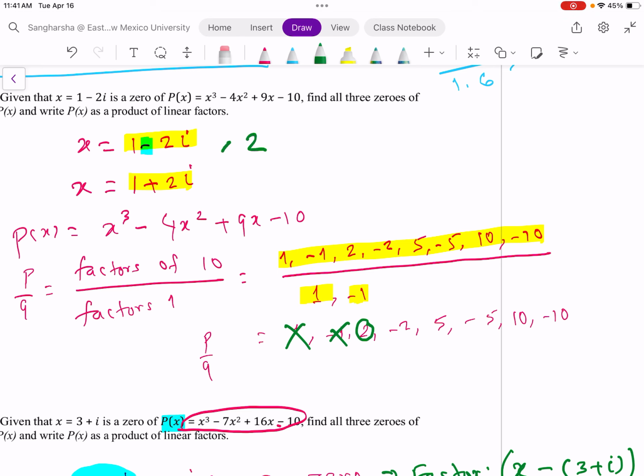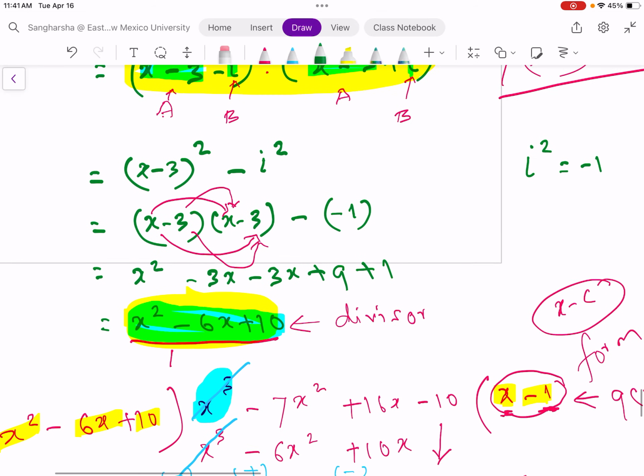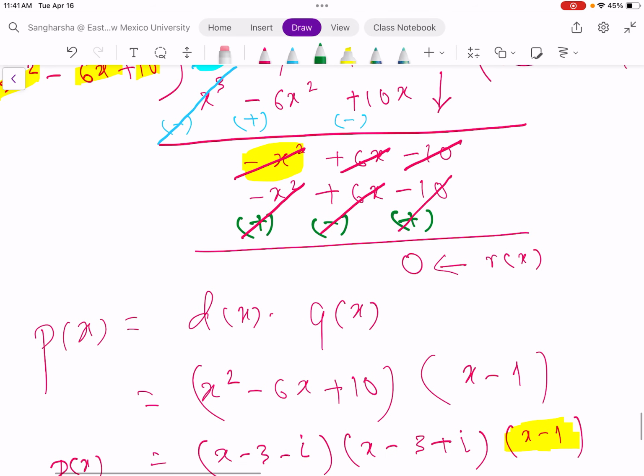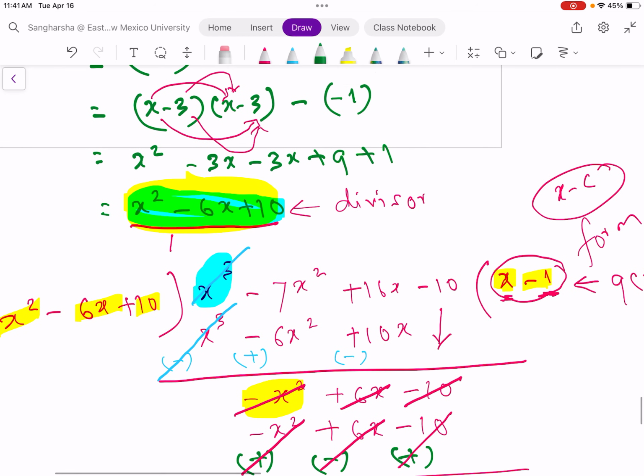You don't need to use long division because at least one number will be a real zero. You do have access to a calculator, so you just need to make sure you check every number. Always start from 1, negative 1, and then go for the bigger numbers. So 2 is the real zero. Once we know it, we don't have to do everything here.